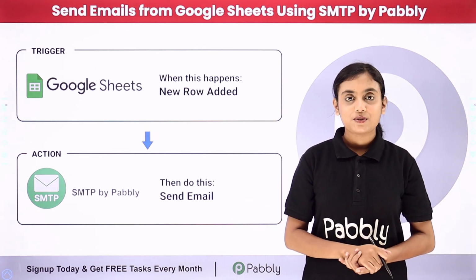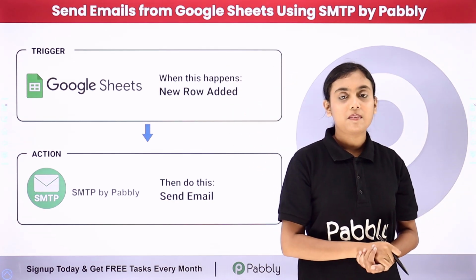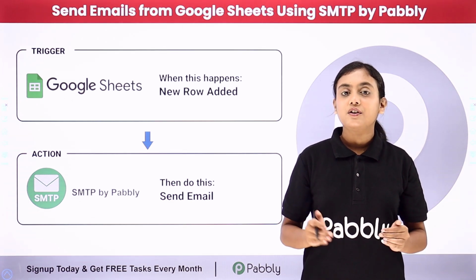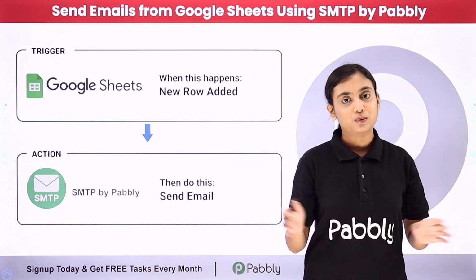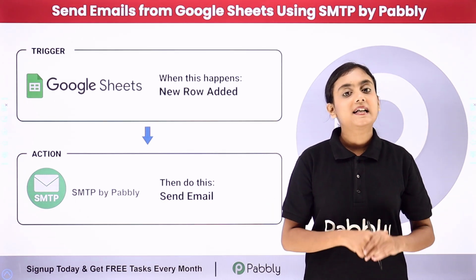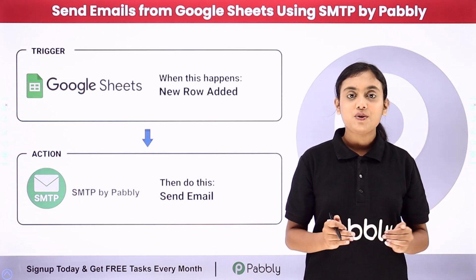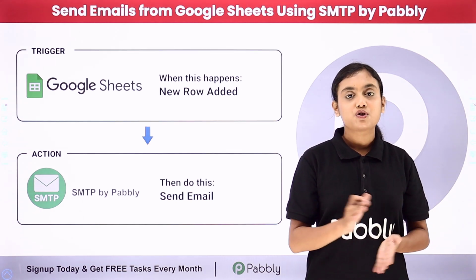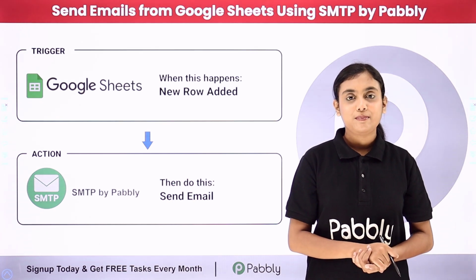In this video, we're going to learn how to send emails from Google Sheets using SMTP by Pabbly. So I am an owner of a business and I've created a record of all of my customers who have done a purchase in my business in my Google Sheets. I want that as soon as I add the data of my customers in my Google Sheets, automatically to that customer data I've added, I want to send them promotional emails. And if I do this manually, it is going to take me a lot of time.